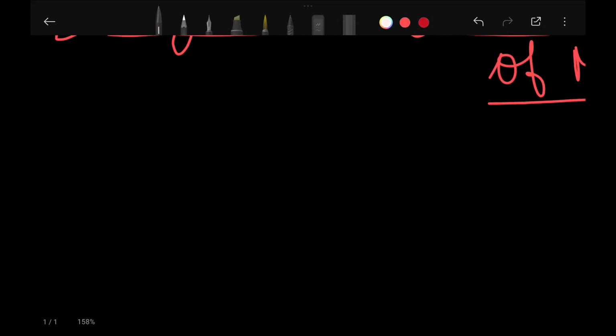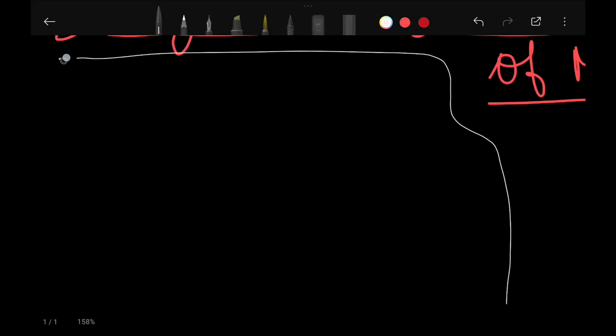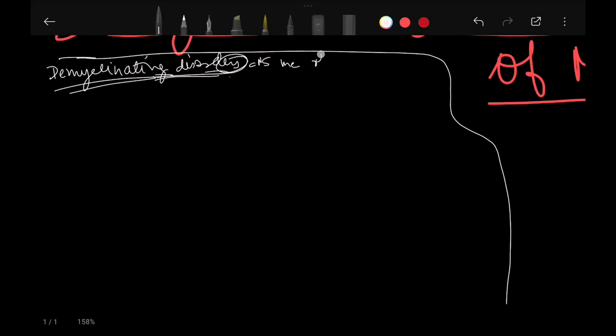Okay, now what had we studied earlier? We studied what demyelinating disorders are. Demyelinating disorders of the central nervous system present with multiple episodes affecting different locations of the CNS.